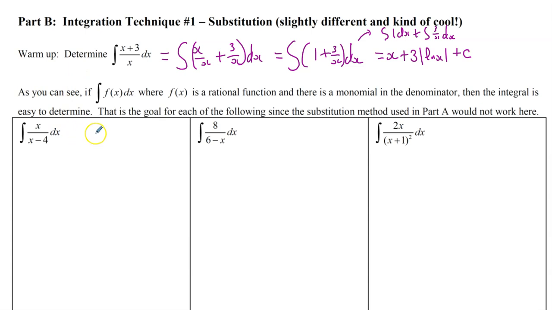To get a monomial denominator here, x minus 4, let u equal x minus 4. If we solve that for x, x is equal to u plus 4. But what we need is du, and du is going to be 1 dx. Now if we look over here, the x will be replaced by u plus 4.